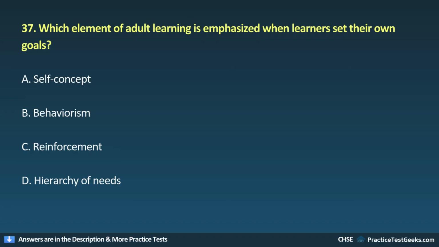37. Which element of adult learning is emphasized when learners set their own goals? A. Self-concept. B. Behaviorism. C. Reinforcement. D. Hierarchy of needs.